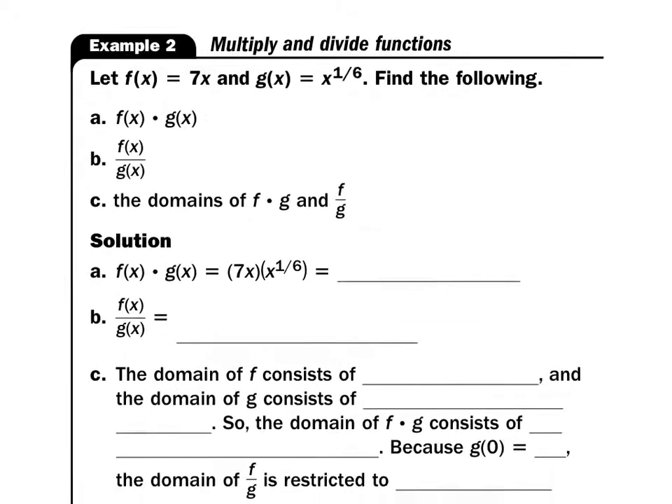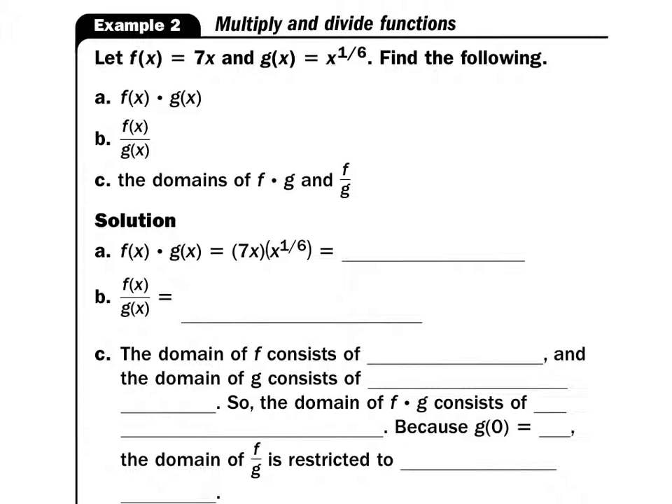Okay, example 2. Multiply and divide them. Okay, f of x times g of x. So that would be 7x times x to the 1/6. So remember that we can go ahead and put a 1 up here, and we add the exponents together when the bases are the same. So that would be 7 times x to the 7/6.